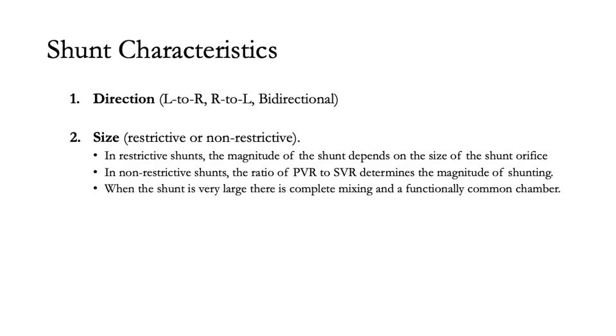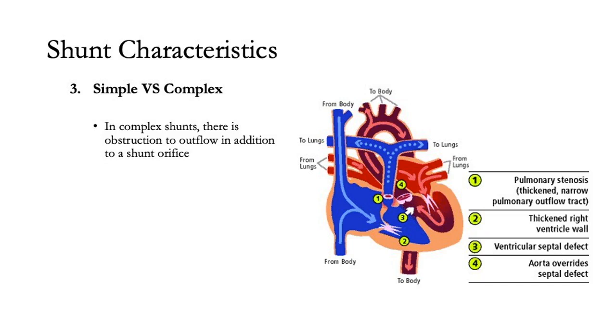Shunts in the ventricles, such as a VSD, and arteries, such as Ductus arteriosus and Blalock shunt, are dependent on the ratio of PVR to SVR, while shunts in the atria, such as an ASD, are more dependent on the respective compliance of the right and left cavities. In extreme cases, when the shunt is very large, bidirectional shunting occurs, resulting in complete mixing and a functionally common chamber. A third characteristic of a shunt is its complexity.